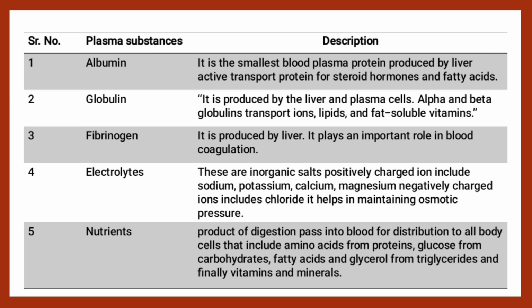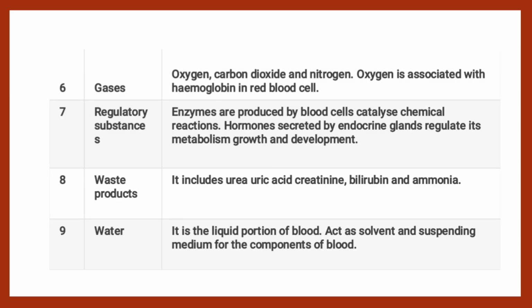Electrolytes. These are inorganic salts. Positively charged ions include sodium, potassium, calcium, magnesium. Negatively charged ions include chloride. They help in maintaining osmotic pressure. Nutrients. Products of digestion pass into blood for distribution to all body cells, including amino acids from proteins, glucose from carbohydrates, fatty acids and glycerol from triglycerides, and finally vitamins and minerals. Gases. Oxygen, carbon dioxide and nitrogen.